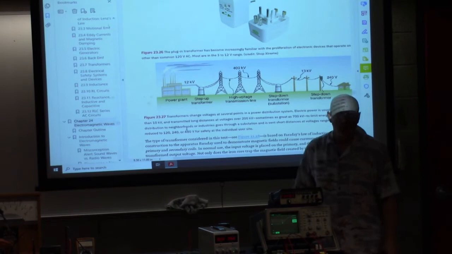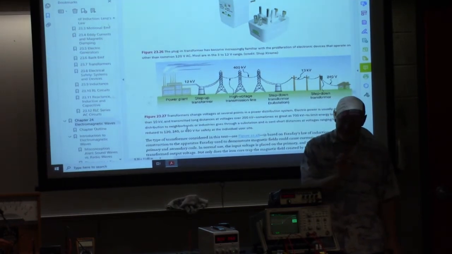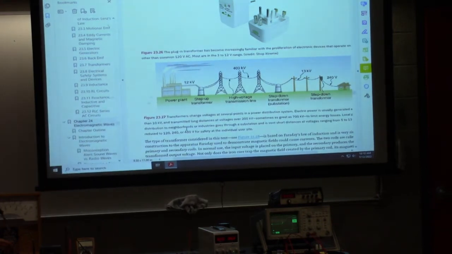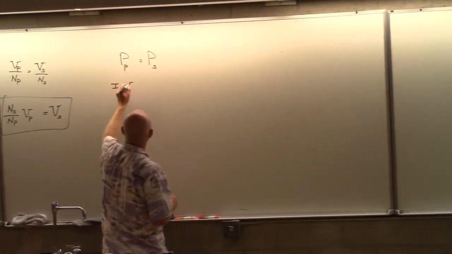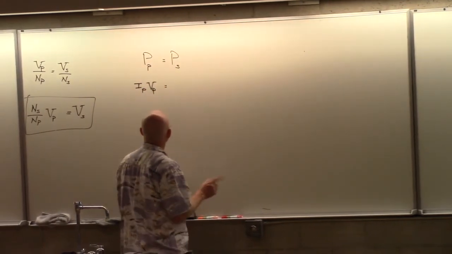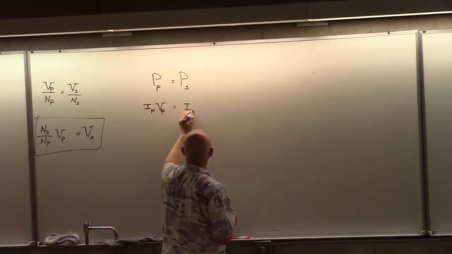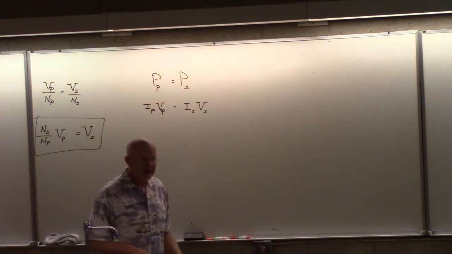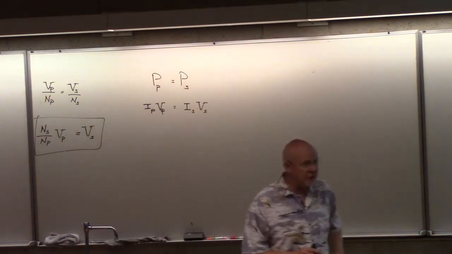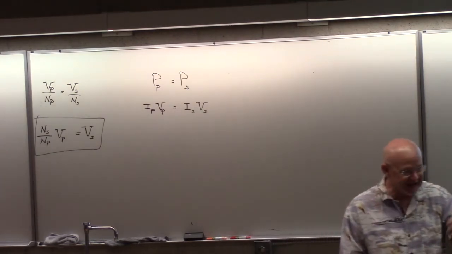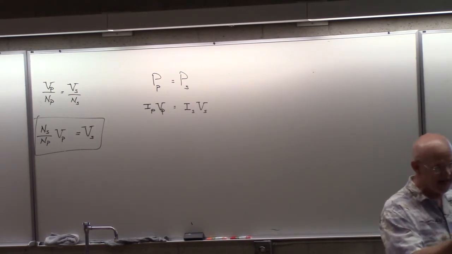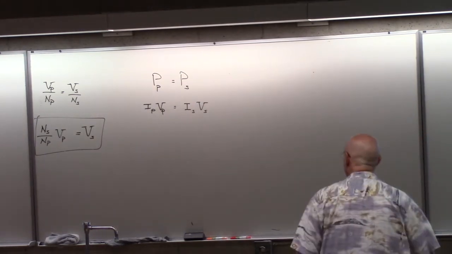However, we got less current, because the current in the primary times the voltage in the primary must equal the current in the secondary times the voltage in the secondary. There's not an extra energy source. So if you step the voltage up, the current has to go down by the same proportion in order for the energy still to be the same, and conservation of energy.